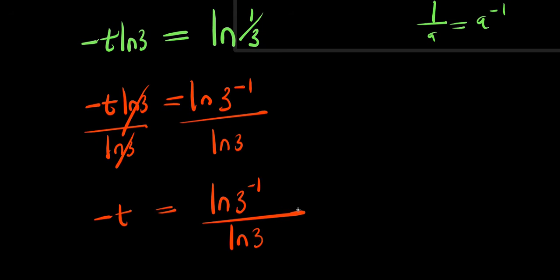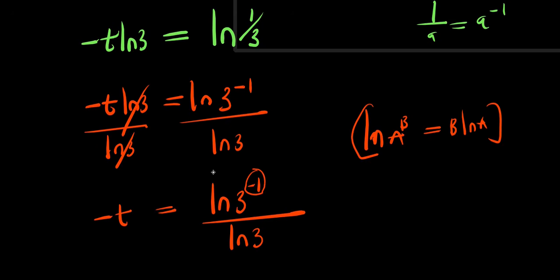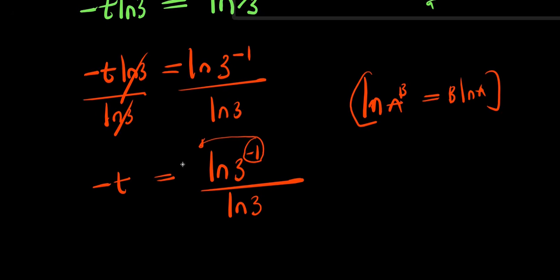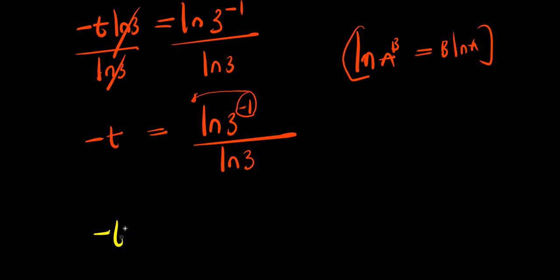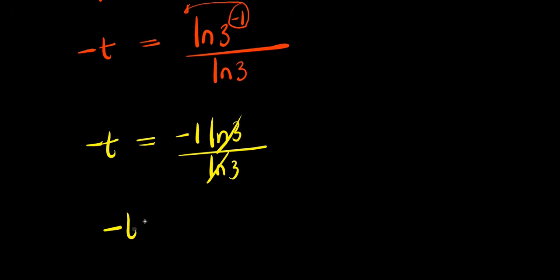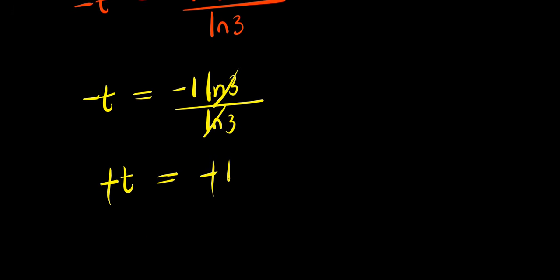divided by ln 3. Now remember, if you have ln of a power b, this equals b times ln a. Don't forget that. So this negative 1 here will come behind this. So you are simply going to have negative t equals negative 1 ln 3 divided by ln 3. ln 3 cancels ln 3 again. So from here, you have negative t equals negative 1. Negative cancels negative. So your answer is t equals 1. This is our first solution.